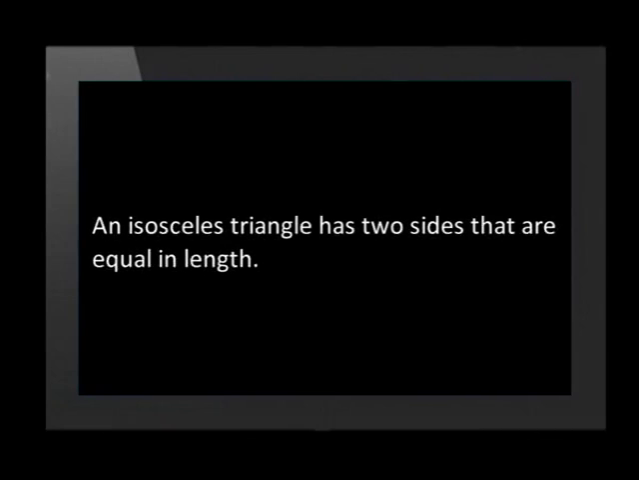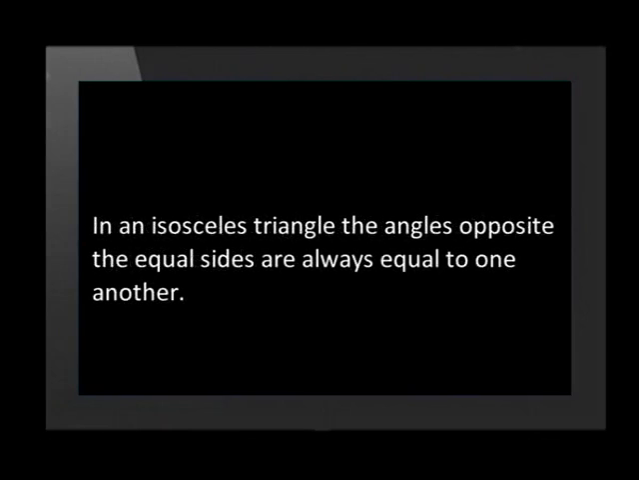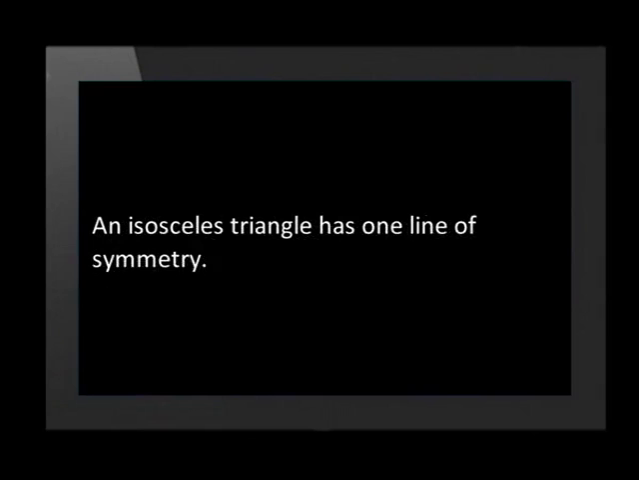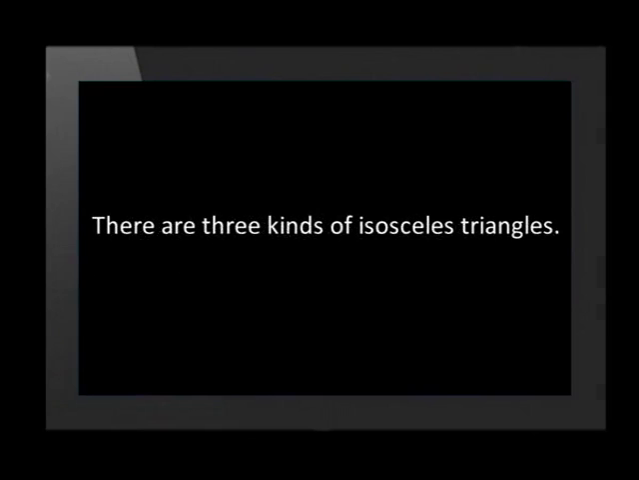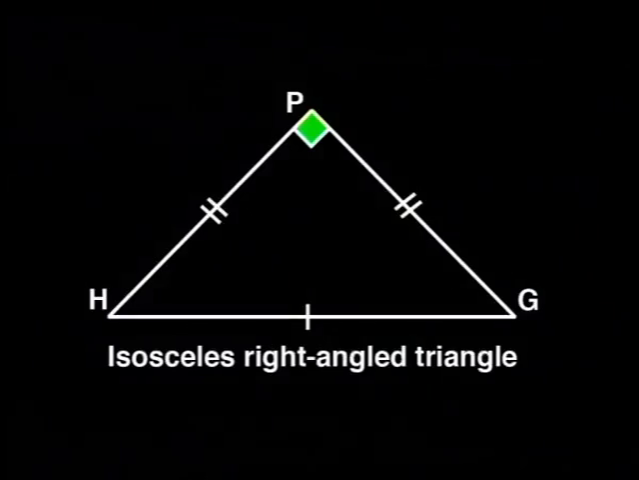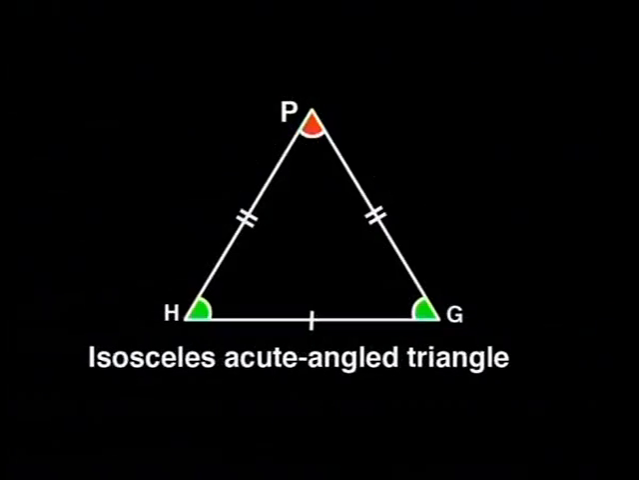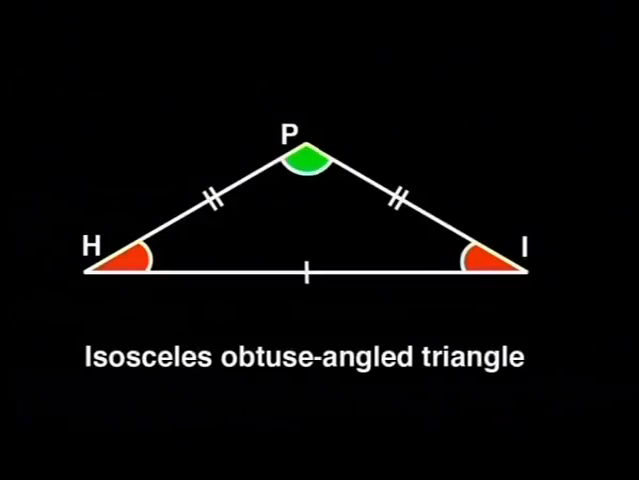Let's recap what we have learned today. An isosceles triangle has 2 sides that are equal in length. In an isosceles triangle, the angles opposite the equal sides are always equal to one another. An isosceles triangle only has one line of symmetry, and there are 3 kinds of isosceles triangles, namely isosceles right-angle triangle, isosceles acute angle triangle, and isosceles obtuse angle triangle. Can you see that triangles are not only classified according to their sides, but according to their angles too?